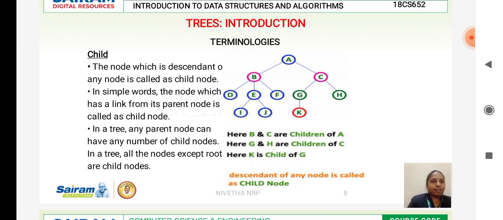For E, we have I and J as the children. For C, we have G and H as the children, and for G we have K as the child. Okay, this is what a child node is.